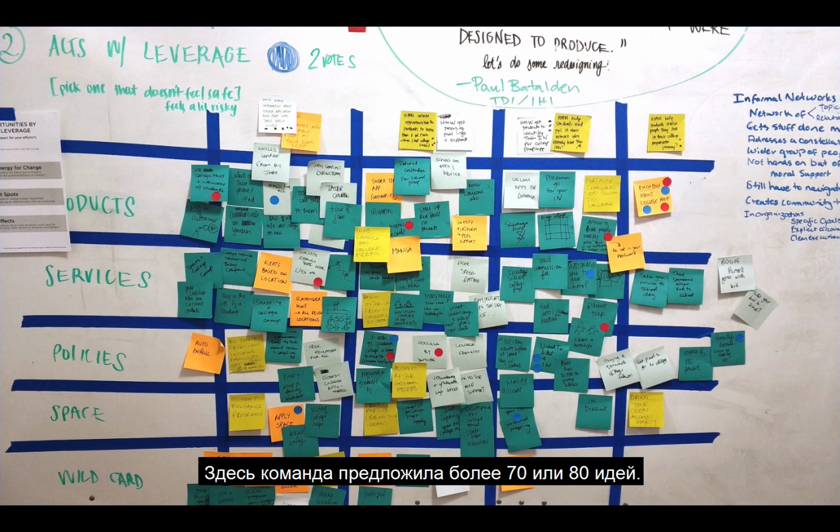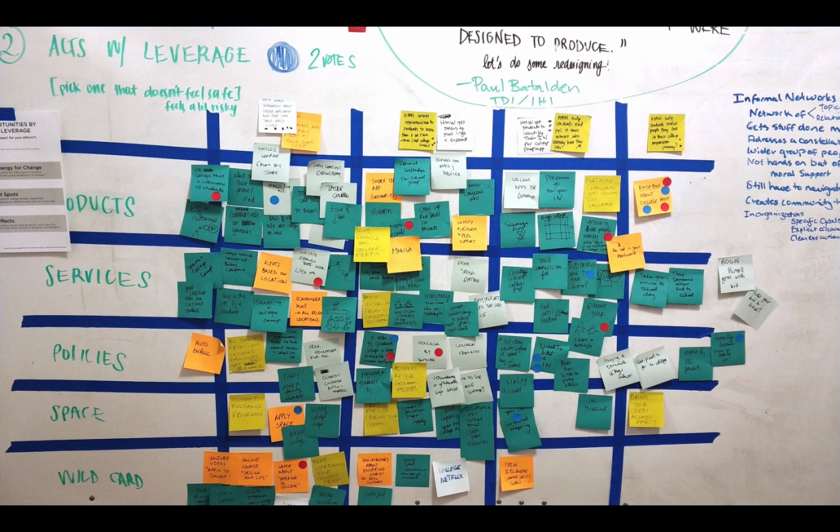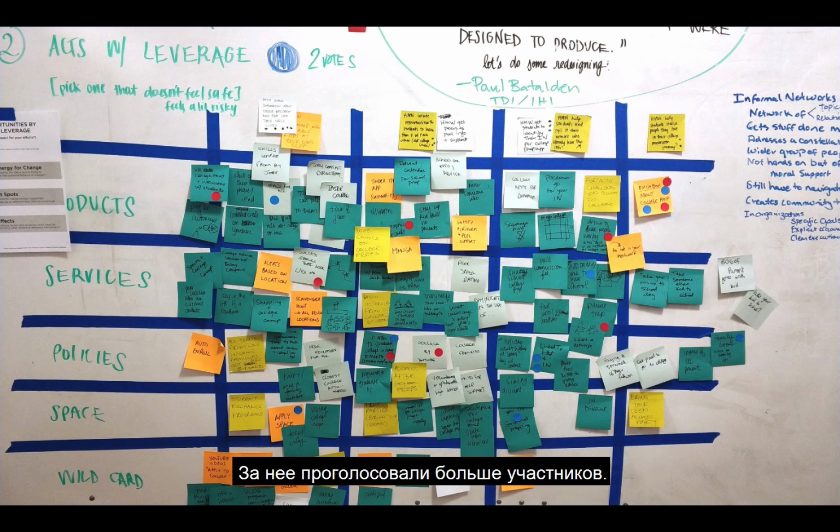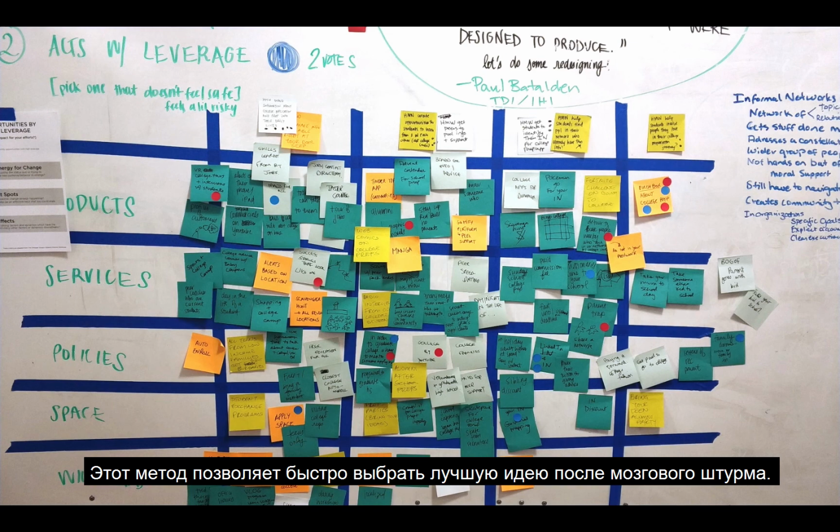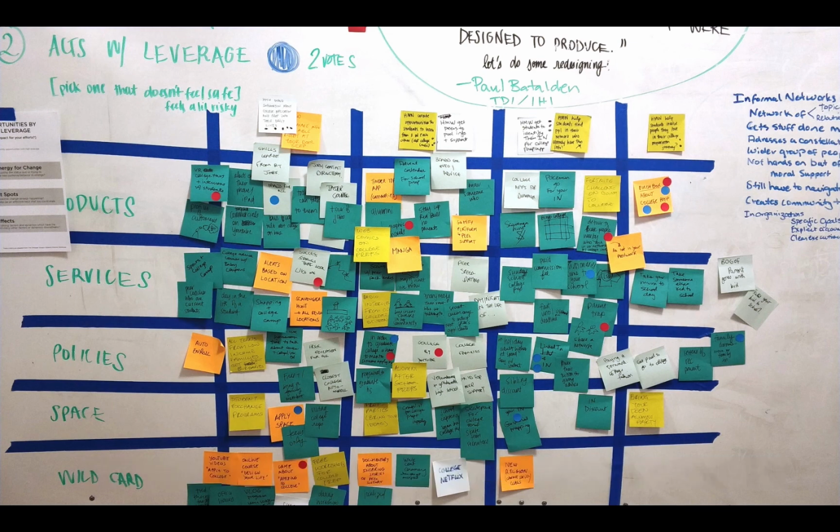In this example, the team came up with more than 70 or 80 ideas, and by dot voting, clearly there was one idea that was the winner that took 4 votes. It had more votes than the other ideas. This method is a quick way for the team to converge after brainstorming.